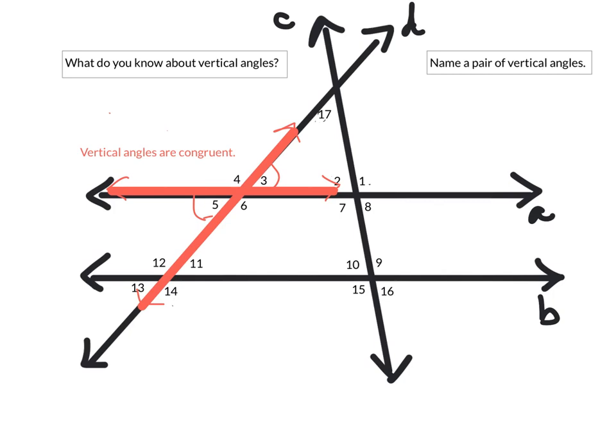All right, now what I'd like you to do is take a look at the diagram and name at least two pairs of vertical angles. All right, so you have probably noticed there are a lot more than two pairs. I came up with 8 pairs of vertical angles, 1 and 7, 2 and 8, 3 and 5, etc. So hopefully you came up with some of those.